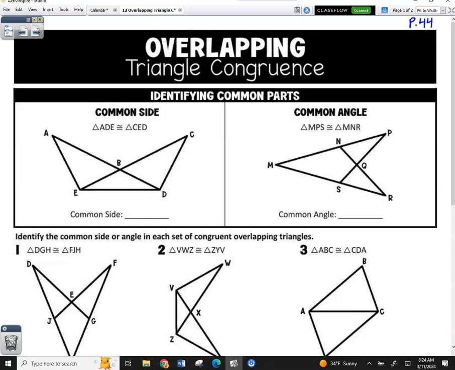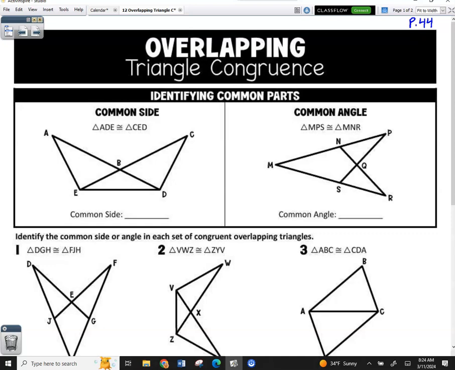This is page 44. This is showing you the tricky problems. We had already talked about the tricky pictures when they're touching. There's probably some secret info not marked that needs to be marked. A lot of these we've already practiced, but there's some new ones on here.